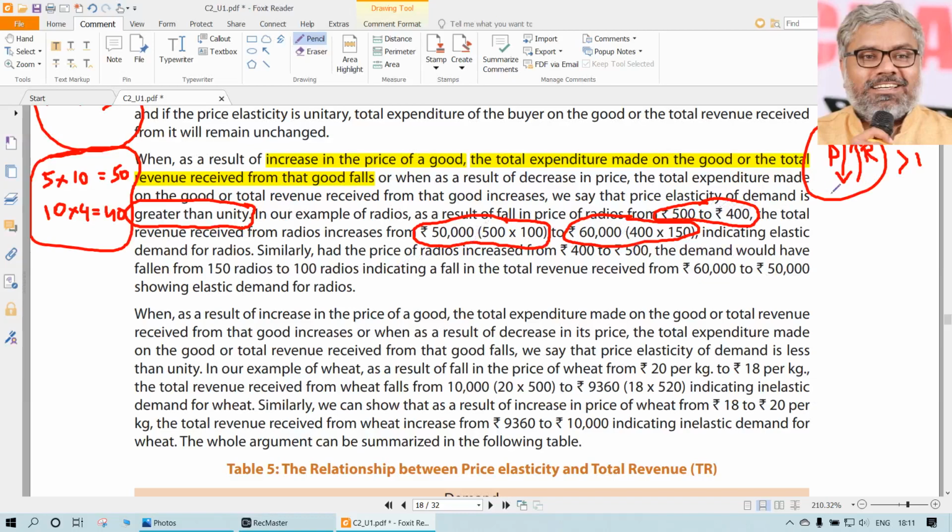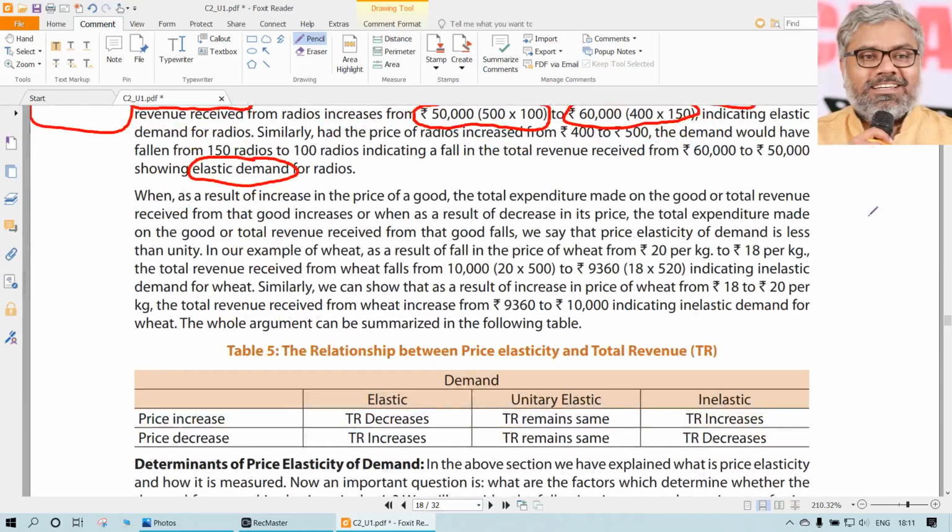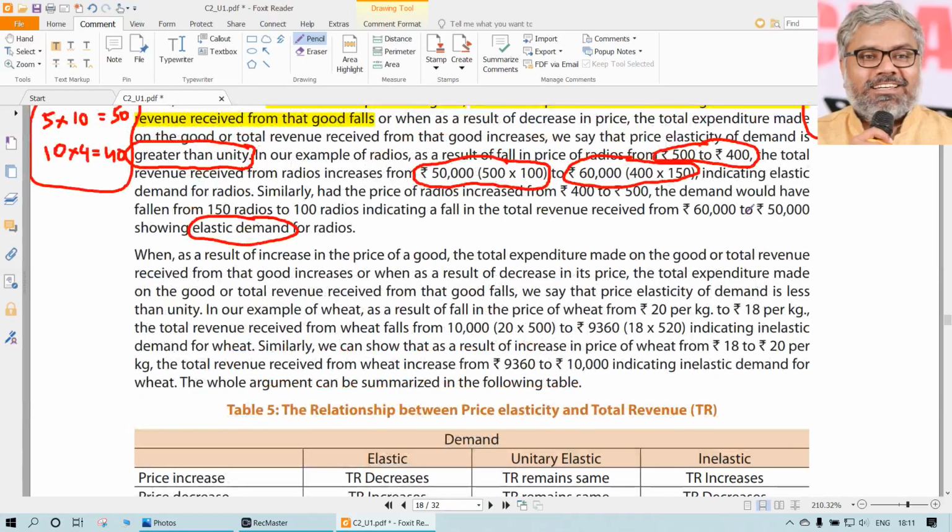Reverse also can happen. In either case, we can say the elasticity of demand for the product of radios is more than 1. So definitely it is showing an elastic demand for the radios. It is a relatively elastic product, relatively price elastic product. That can be concluded by just looking at revenue itself. So if the total revenue, or total expenditure, or total outlay is increasing when the price is decreasing, that means that product is relatively price elastic. Then on the other side, relatively inelastic, let us see.